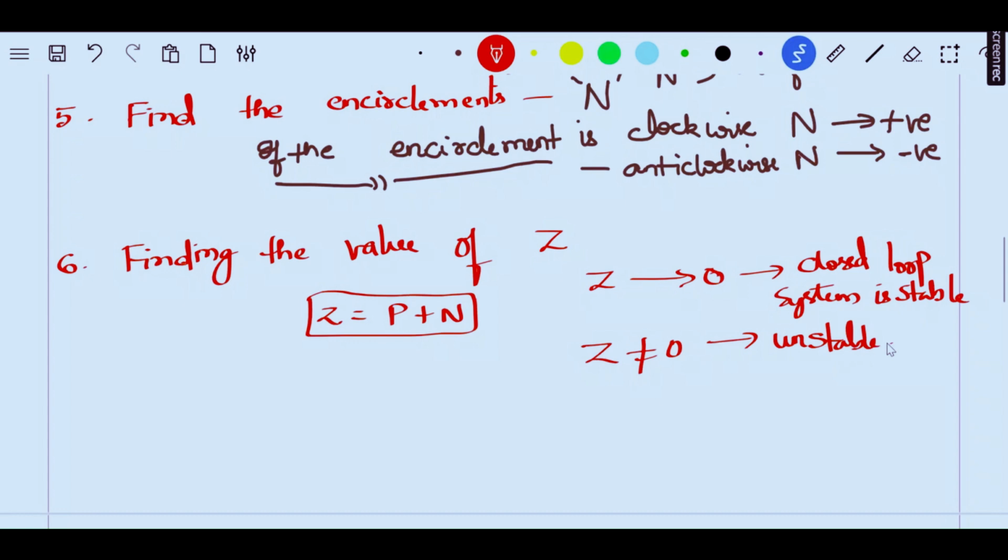So what Nyquist says is, initially the system is open loop and you found the value of capital P, and you found it is 0 or not 0, where you comment saying the open loop system is stable or unstable. Now, when you convert this open loop system into a closed loop system, we need to check whether the closed loop system is also stable or not. Okay, so that is very important.